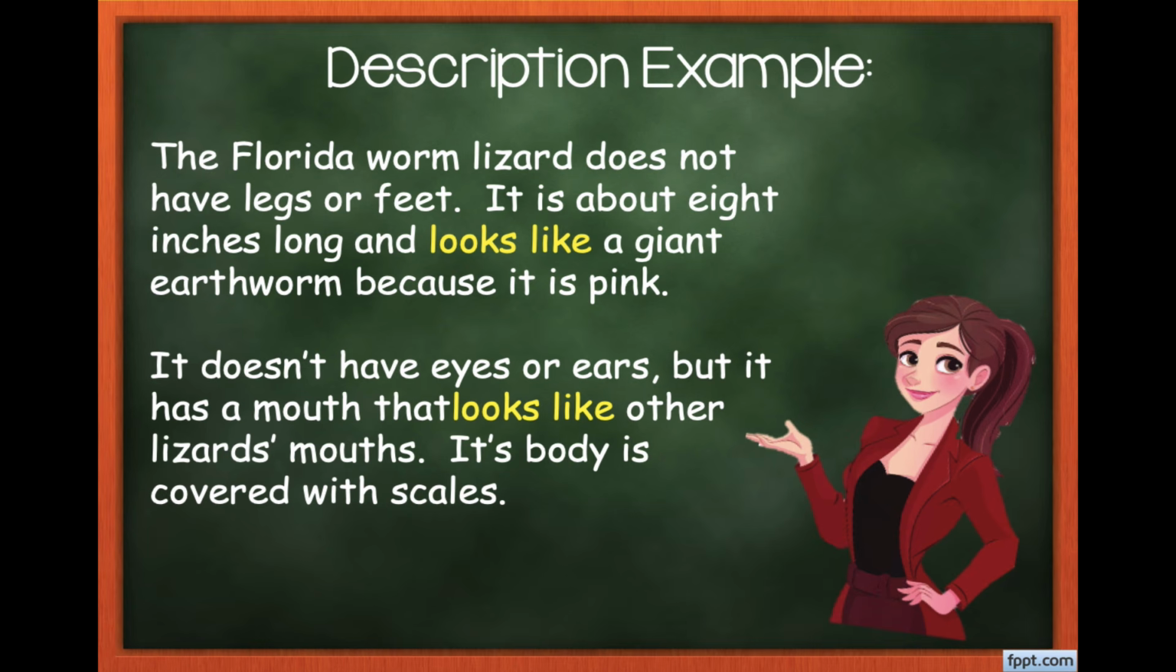Let's practice with this example. The Florida worm lizard does not have legs or feet. It is about 8 inches long and looks like a giant earthworm because it is pink. It doesn't have eyes or ears, but it has a mouth that looks like other lizards' mouths. Its body is covered with scales. Can you just picture this worm lizard in your mind now?